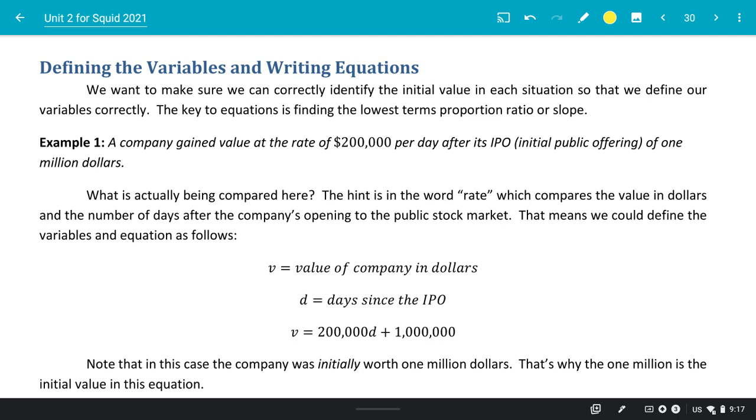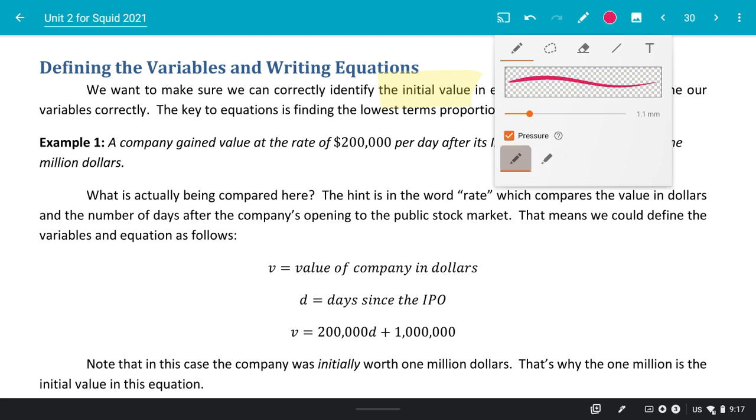Defining variables and writing equations. We want to make sure we can correctly identify the initial value in each situation so that we define our variables correctly. The key to equations is finding the lowest terms, proportion, ratio, or slope.